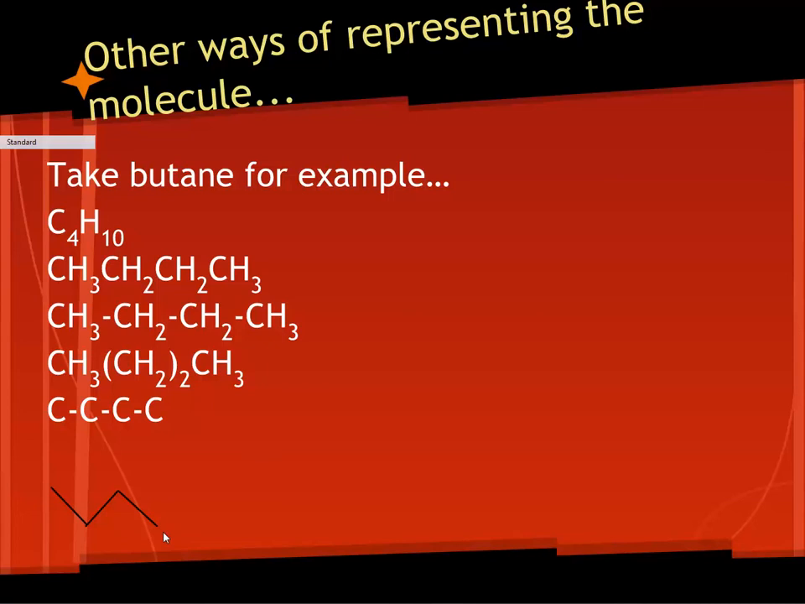And then the last one is this skeletal form. It's basically just a line drawing, and you assume that there's a carbon at the end of each line segment. So we would say there's 1 carbon here, 1 carbon here, 1 carbon here, and 1 carbon here. Okay, and that would be just a line drawing for butane.